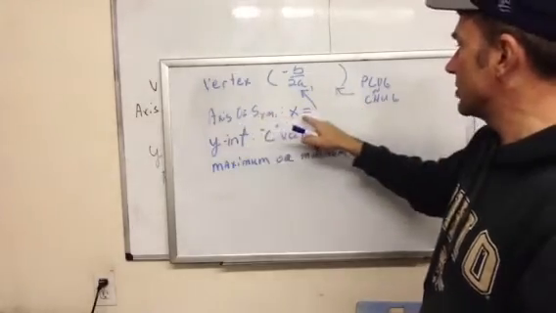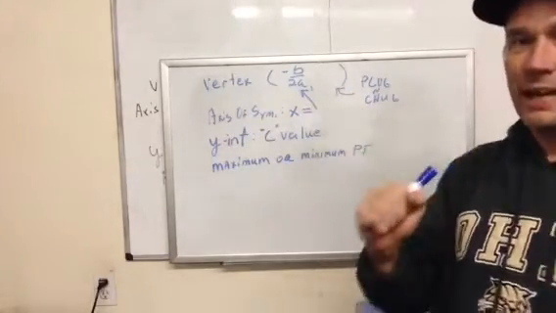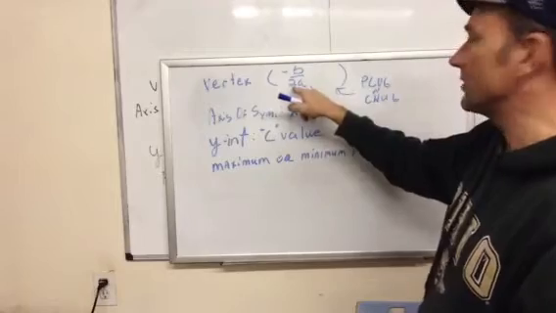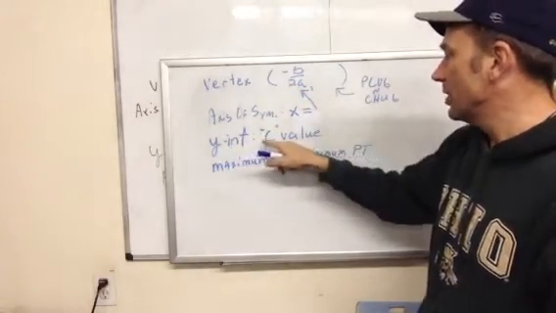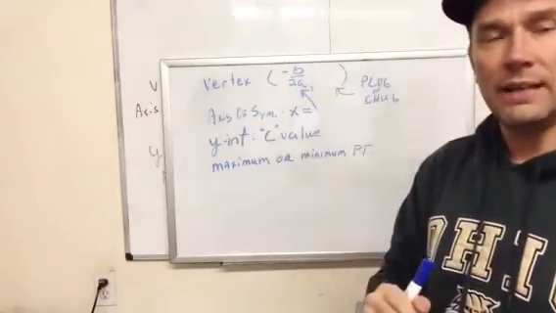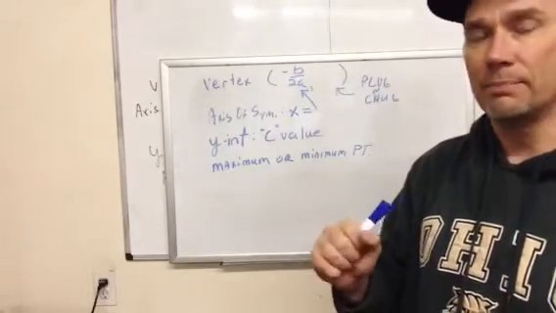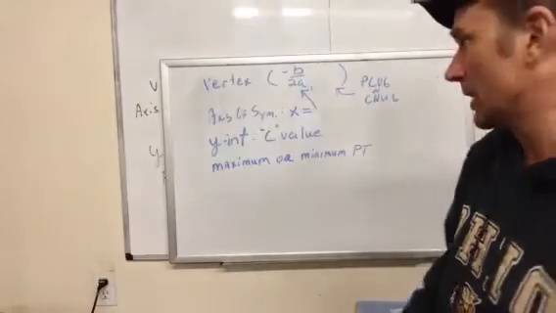Remember the axis of symmetry. It's written as a line, x equals whatever this value was in the vertex, the x value. Remember, the y-intercept was the c value in standard form, just a constant, the number that had nothing to do with any of the other variables.